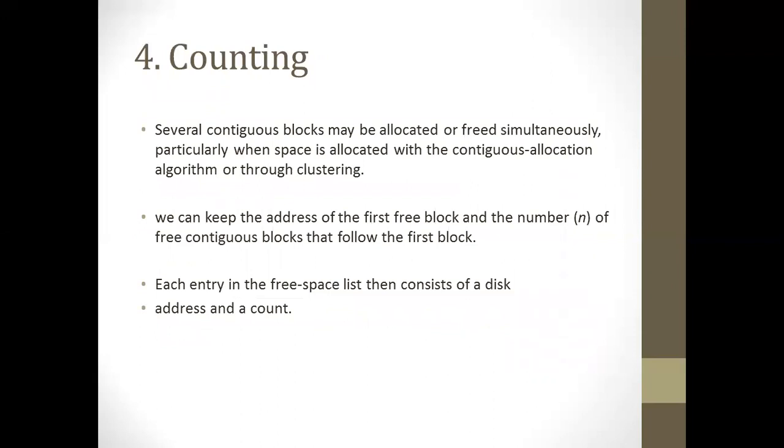Counting. Due to creation or deletion of a file, several contiguous blocks may be allocated or freed simultaneously, particularly when space is allocated with the contiguous allocation algorithm or through clustering. Rather than keeping the addresses of n free blocks, we can keep the address of the first free block and the number of free contiguous blocks that follow it. Each entry in the free space list then consists of a disk address and a count.